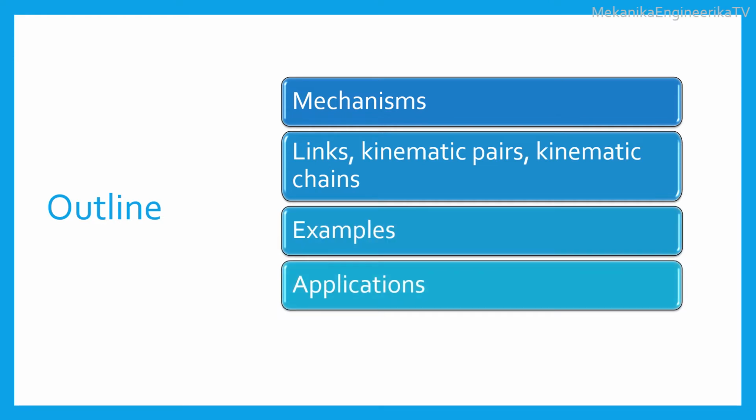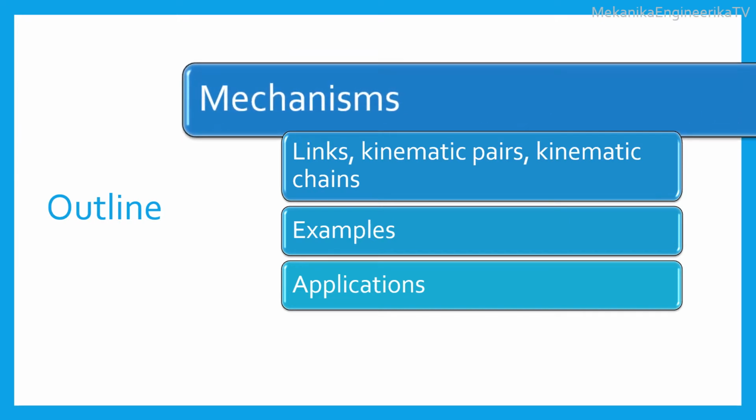Then, we will give some examples and some applications, in the third and fourth parts, respectively. Examples will help you to have a feeling about the definition of mechanisms. You will be able to recognize which mechanical system is a mechanism and which is not. Applications will give a feeling about the usefulness of mechanisms. Let's start with the first part.